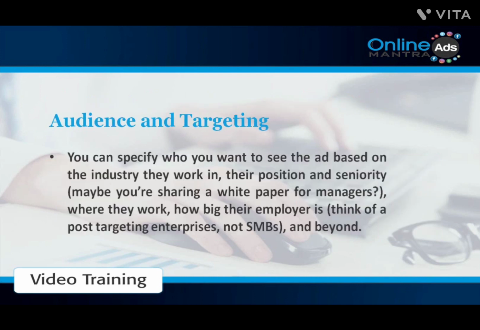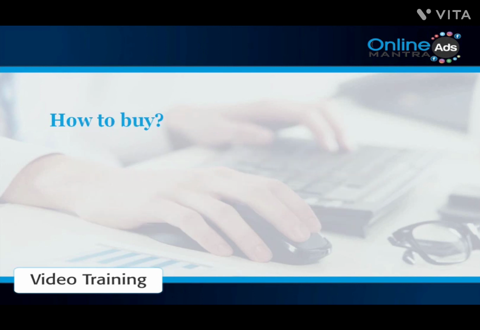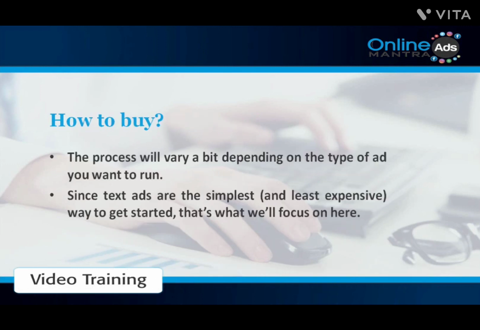Audience and targeting: you can specify who you want to see the ad based on the industry they work in, their position and seniority. Maybe you're sharing a white paper for managers, where they work, how big their employer is. Think of a post targeting enterprises, not SMBs, and beyond. How to buy: the process will vary a bit depending on the type of ad you want to run. Since text ads are the simplest and least expensive way to get started, that's what we will focus on here.